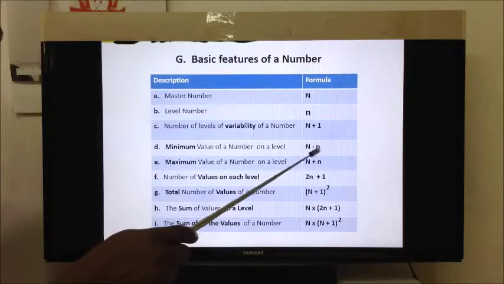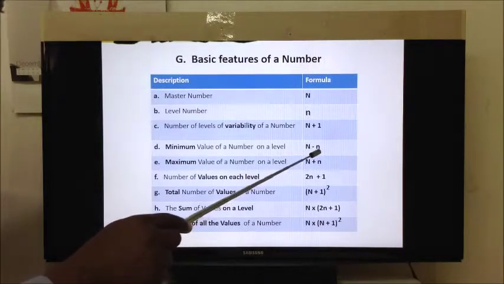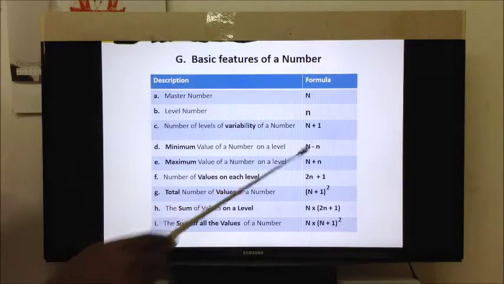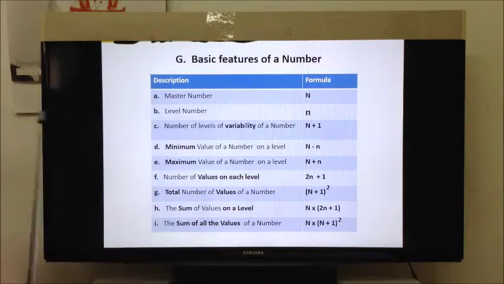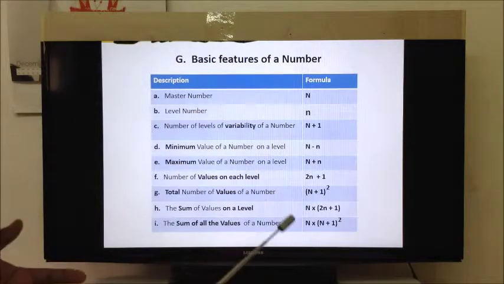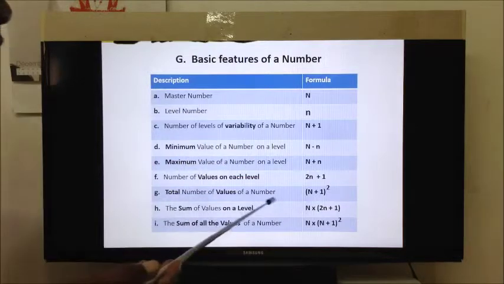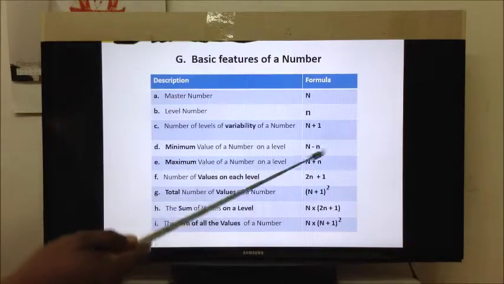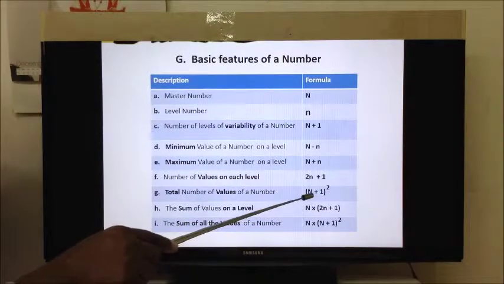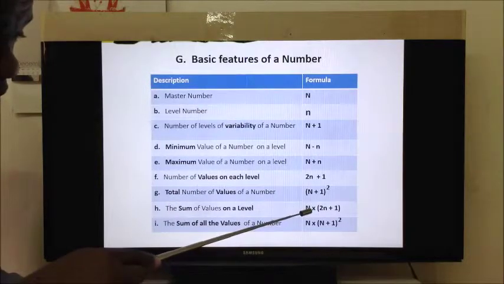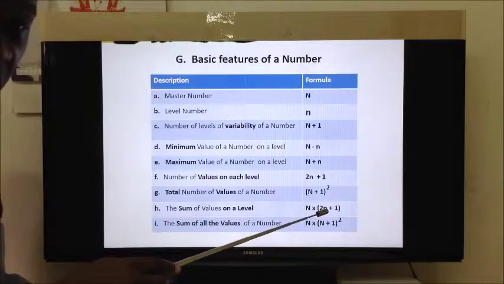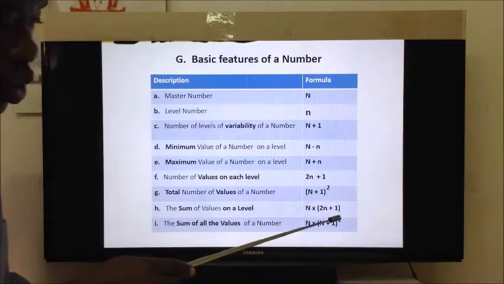We have minimum values: master number minus level number. Then maximum values: master number plus level number. Then if we want to know the total number of values that a number can take, we have the master number plus 1 squared. And if we want to know the sum of the values on a level, we get the master number times 2 times the level number plus 1.